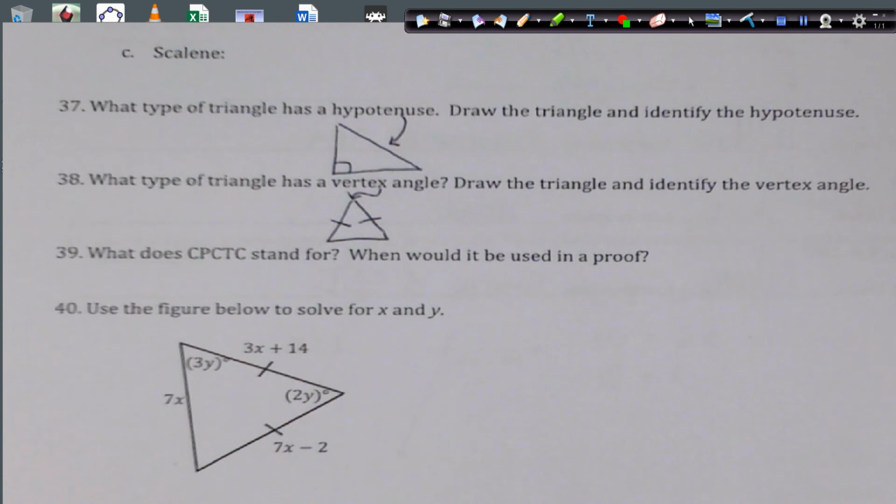What does CPCTC stand for? That stands for corresponding parts in congruent triangles are congruent. Not going to write that one down. You can write it down. Again, corresponding parts in congruent triangles are congruent.